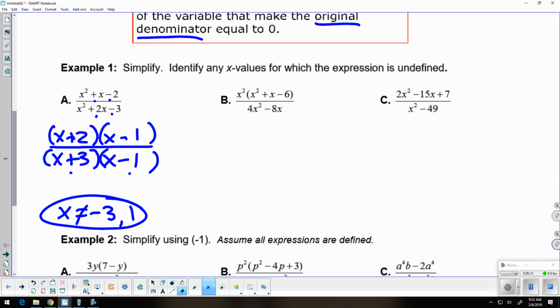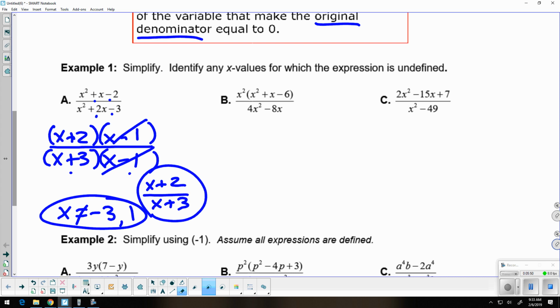Now you go ahead and cancel. The x minus 1s, those cancel each other out. And now the final answer would simply be, on top you have x plus 2, on bottom you have x plus 3, and voila, you simplified the rational expression, and you also stated what makes it undefined. Okay, it's as easy as that.